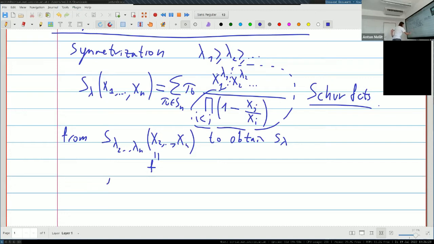Then we have to put the part of the denominator which involves x1, so 1 minus xj over x1. Okay, and then we have to symmetrize.